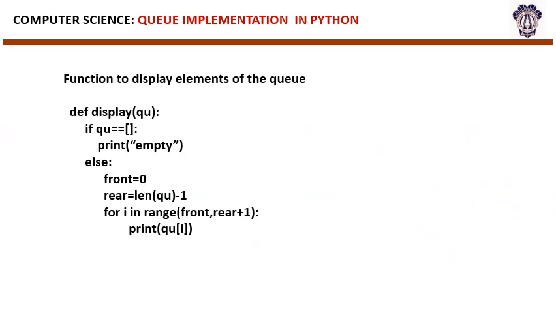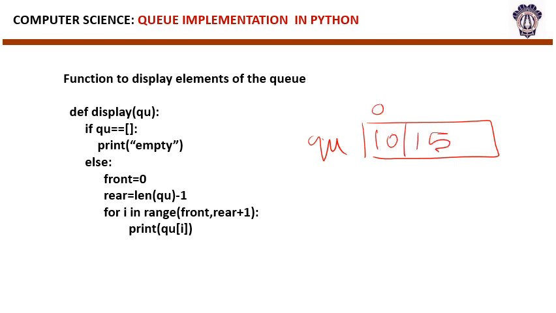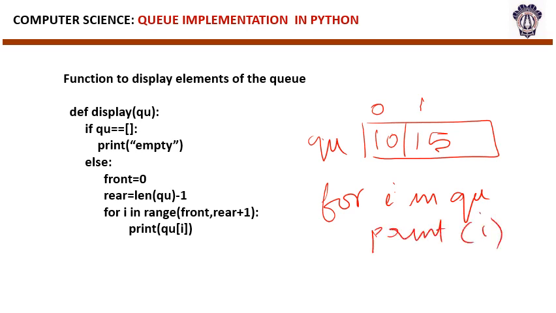Now we will see how to display the elements of the Q. We had already taken a Q. We deleted one element, 2 elements were present in the Q, 10 and 15. The index number of 10 will be 0, of 15 will be 1. If you want to display the elements, you can just write for I in Q print I. Output will be 10 printed first and then 15.